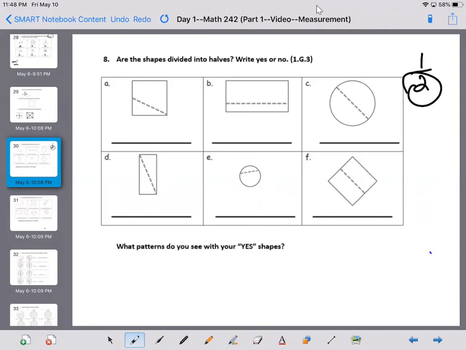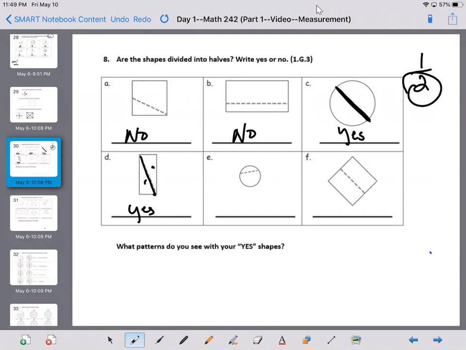Well, we see two pieces here for part A. The problem is they're not the same size, so we want them to have the same parts. So on this one, we would say no, it's not divided into halves. And the second one would be no, because it's not equal halves. With the circle, when we subdivide a circle right down the middle, all the way across, we call that a diameter. And that is, yes, in two equal pieces. D is also a yes, it's going from corner to corner, so it's creating two triangles in two parts that are equal.